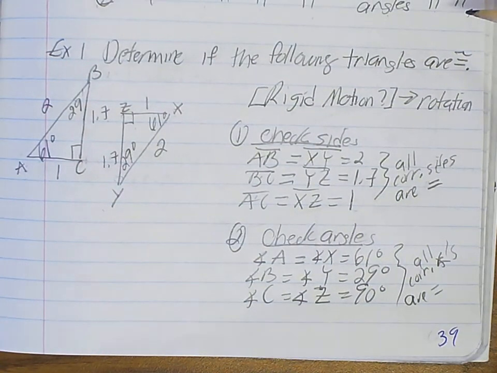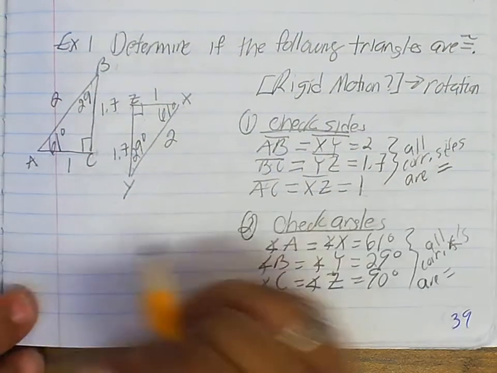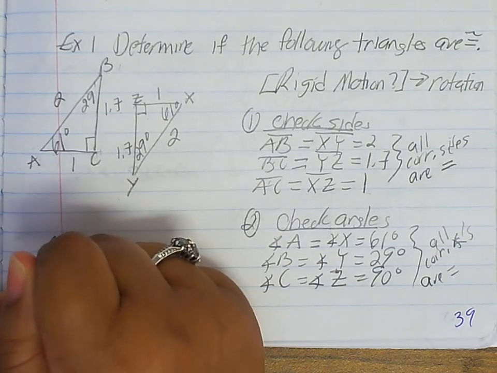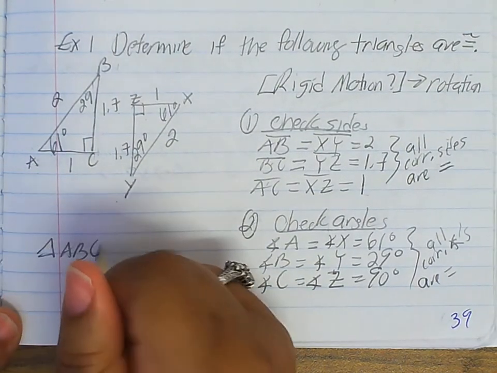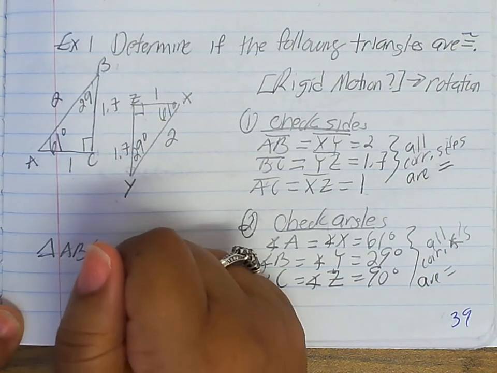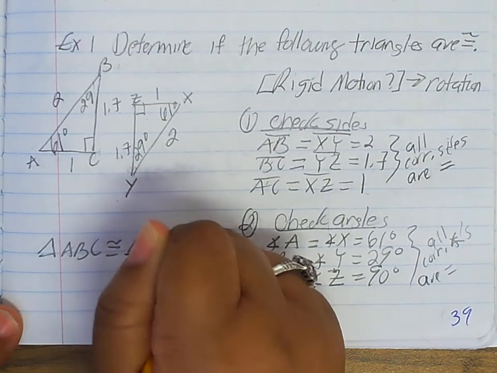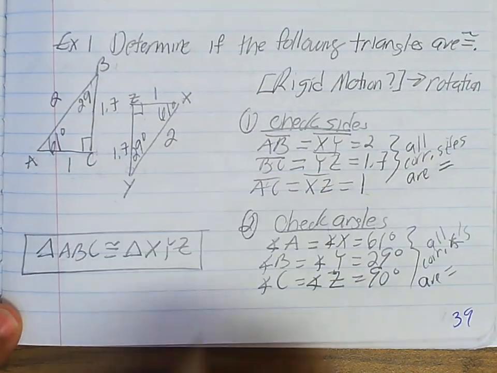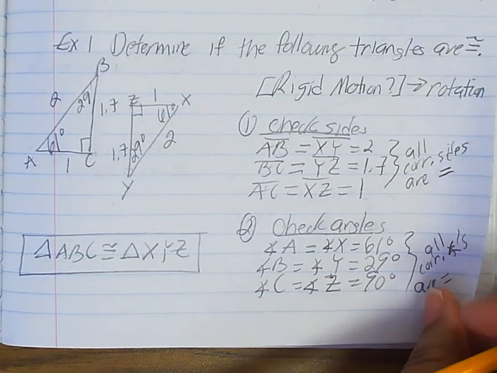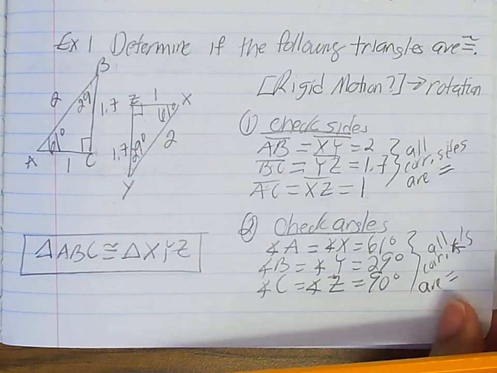So if I look at my rules, now I can say that triangle ABC, and make sure the letters are following the correct order as the first one, is congruent to triangle XYZ. Okay? All right, let's do another example.